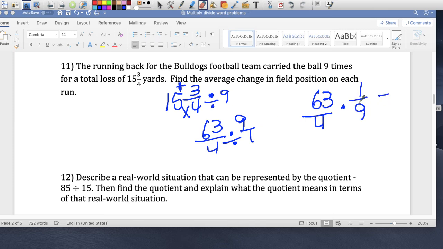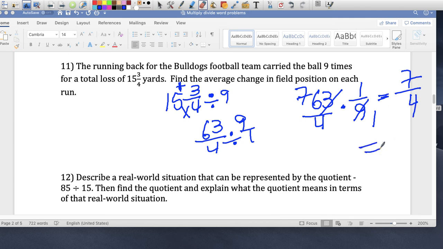1 from the top, 1 to the bottom. I can simplify 63 over 9. So 9 divided by 9 is 1. 63 divided by 9 is 7. I can now multiply. 7 times 1 is 7. 4 times 1 is 4.